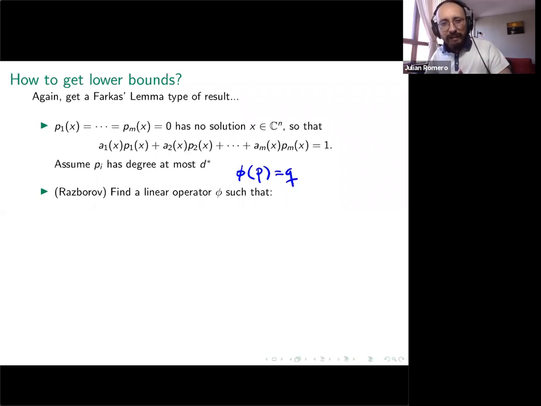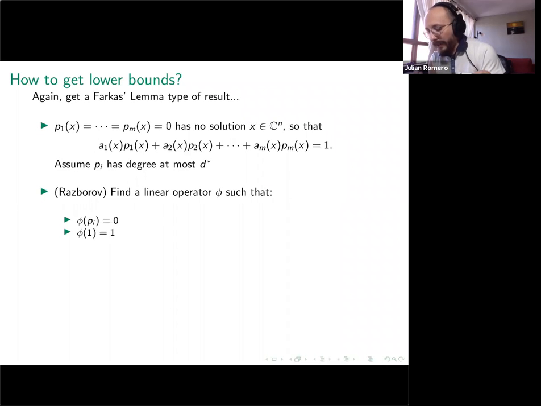Instead of the lambdas mapping monomials into coefficients, this one is actually trying to map polynomials into polynomials. And then we want to do it in such a way that first, phi vanishes on the p1 to pm, but it doesn't vanish on 1. Of course, this is what we want. We want to find that guy that does this.